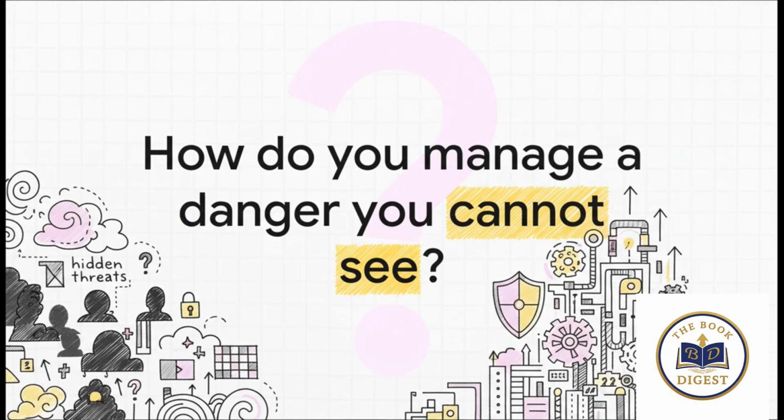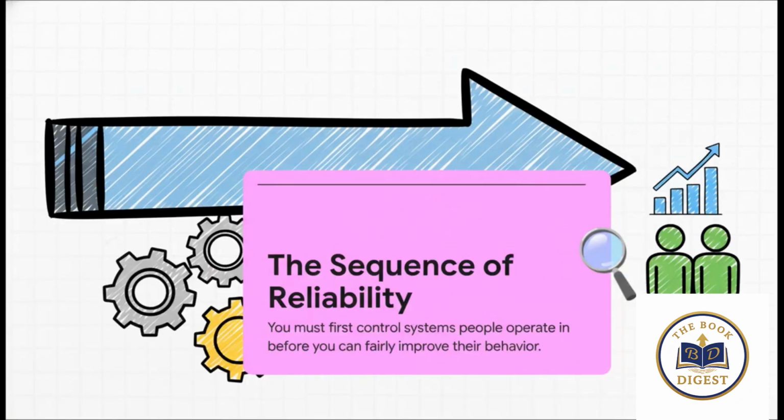And this tragedy really sets up the central question of the entire book, doesn't it? How do you manage a danger you cannot see? It's a huge question. And the answer is, well, not simple, but it is incredibly powerful. Griffith's answer is a framework he calls the sequence of reliability.